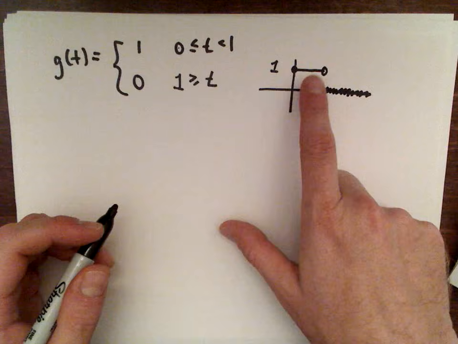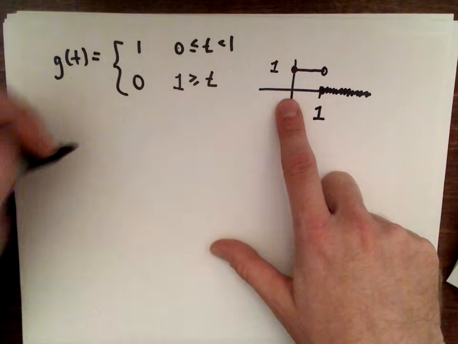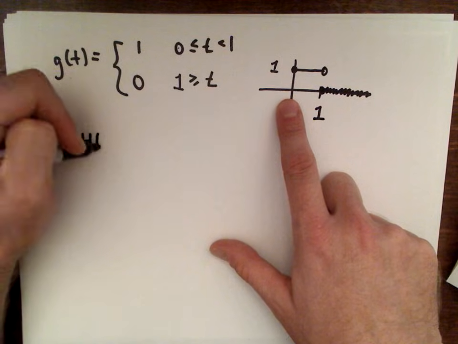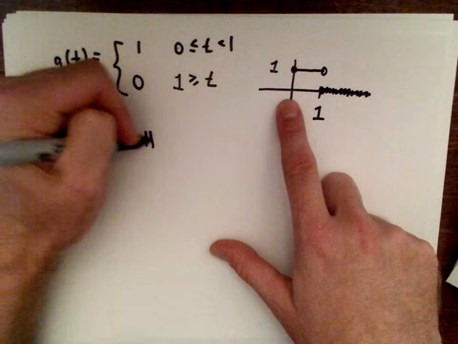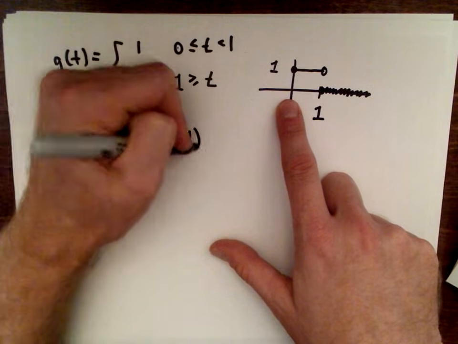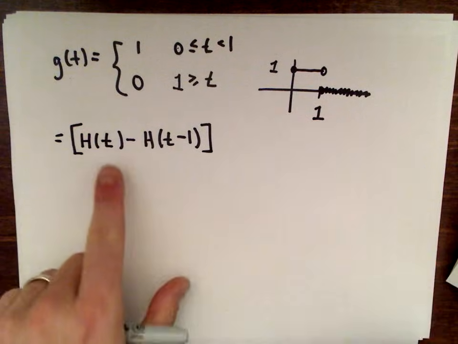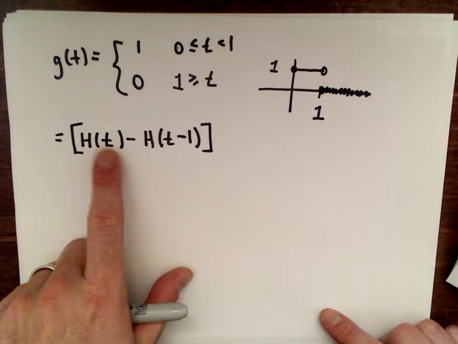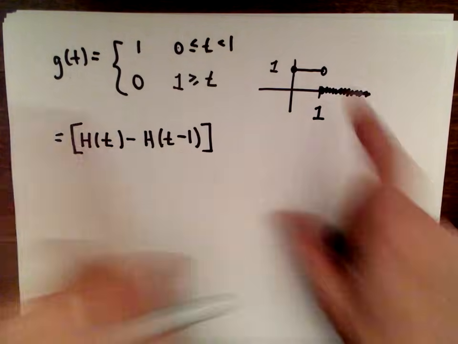But notice our function here. It's basically turned on between 0 and 1. And the way that we can write that in terms of a Heaviside function is h of t minus h of t minus 1. And recall, this is basically a function that turns on at t equals 0 and turns off at t equals 1, which is what this one is doing.